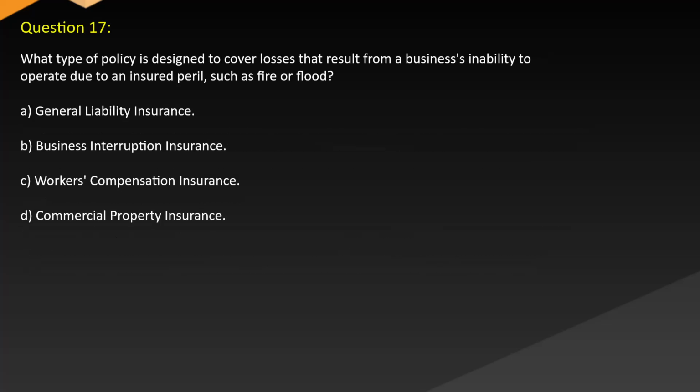Question 17. What type of policy is designed to cover losses that result from a business's inability to operate due to an insured peril such as fire or flood? A. General liability insurance. B. Business interruption insurance. C. Workers' compensation insurance. D. Commercial property insurance.